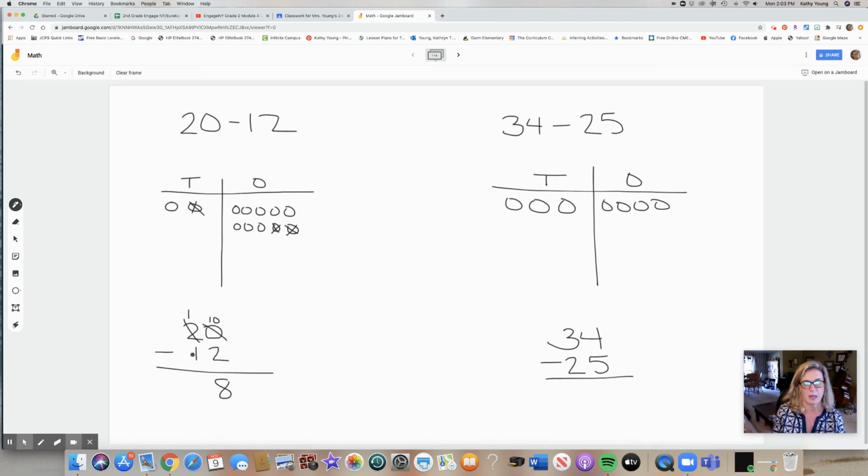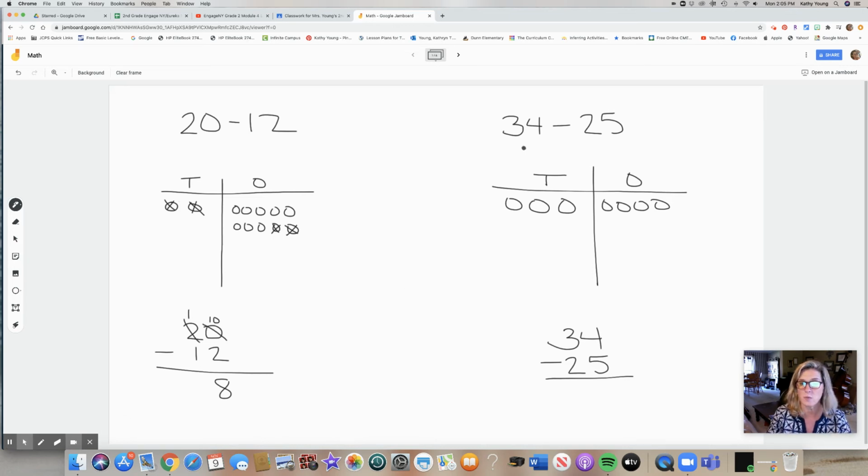If I look in my tens place, I have 1 minus 1. So I got to take away the 1. And I have 0. I could put a 0 there. I'm probably not going to, though. I'm just going to put an 8 because we don't have to put a 0.